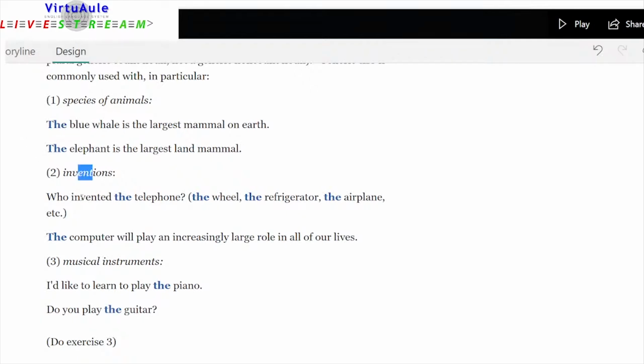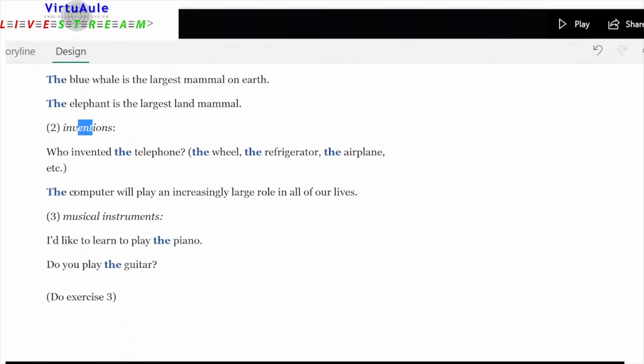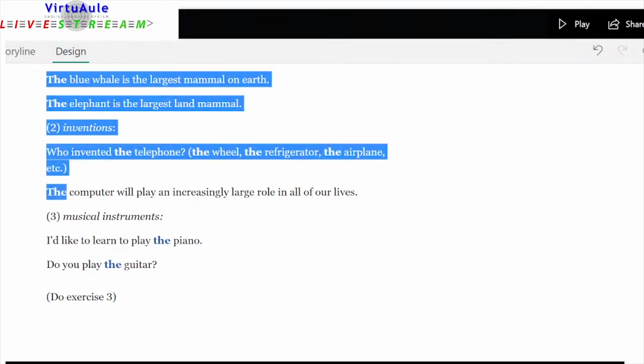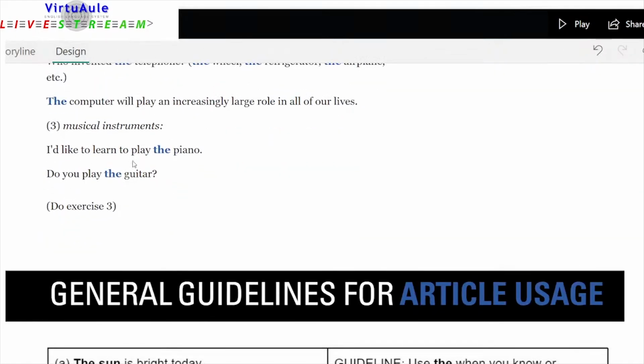Inventions. Who invented the telephone, the wheel, the refrigerator, the airplane? The computer will play an increasingly large role in all of our lives. The computer, because it's an invention. Musical instruments. I like to play the piano. Do you play the guitar? The piano and the guitar.